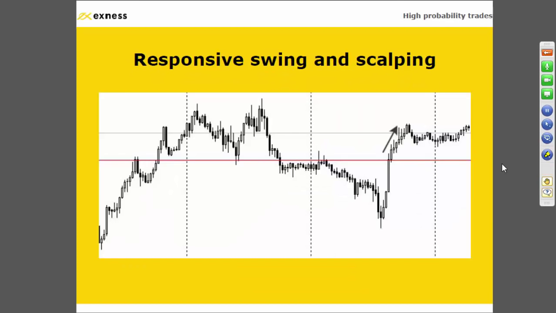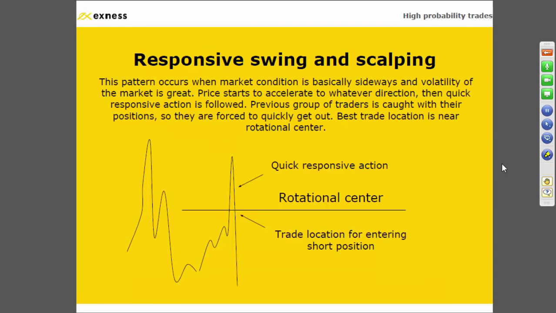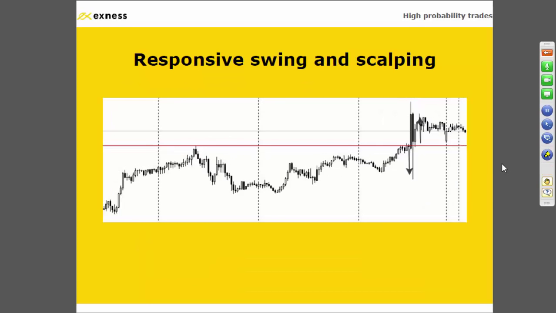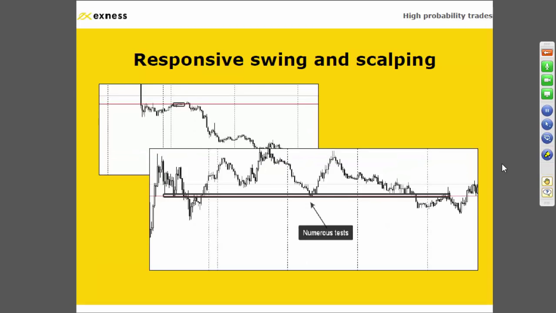The next question is, can you repeat again, Stan, how can we define the rotational center? Okay, I've got it. Yeah, because we had no slides during this explanation. All right, to identify a rotational center, first we need to scroll the chart back and first see whether we have tests by the price. When price tests and validates this level, that is the first sign of a rotational center, but it's not the only sign.